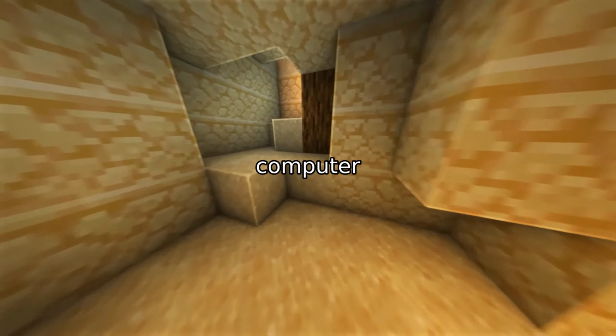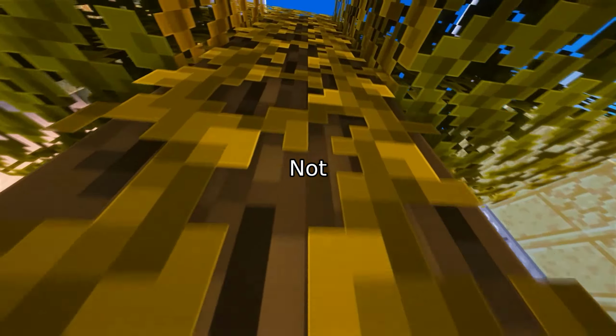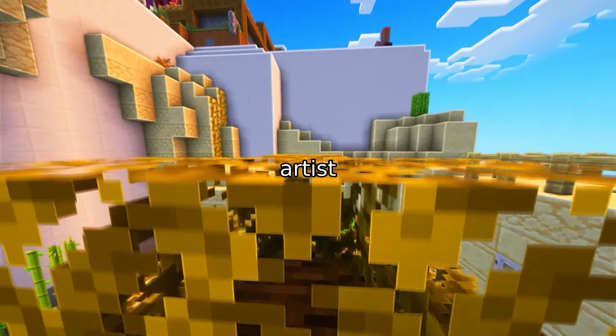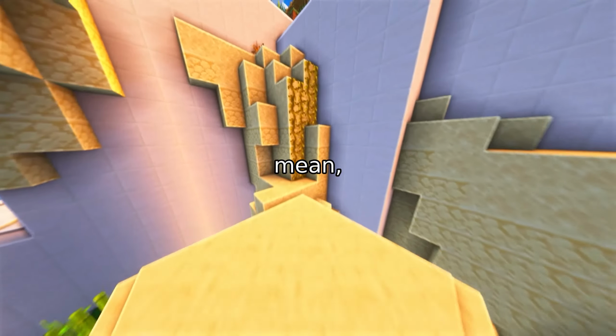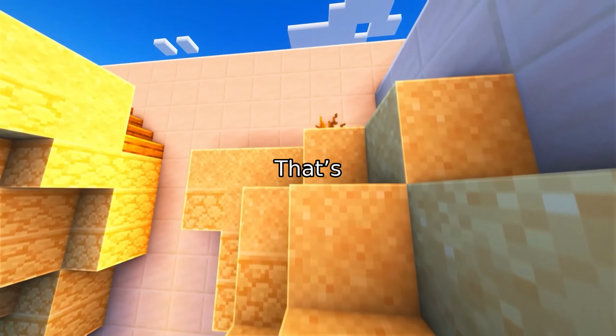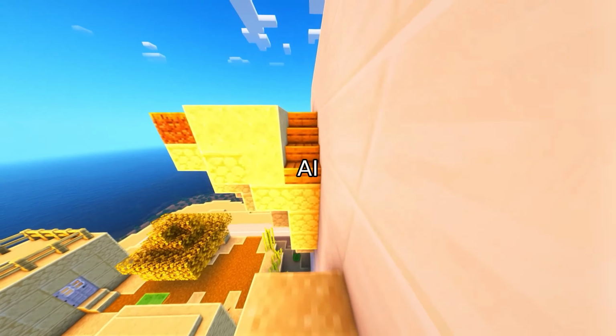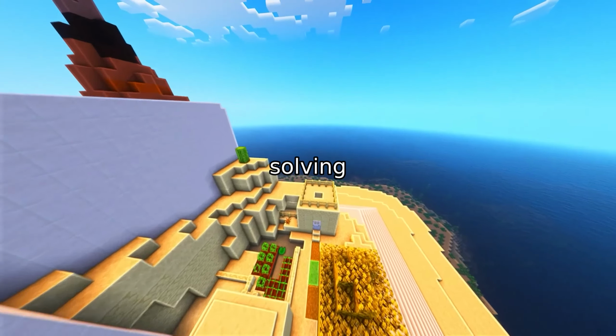Ever wondered how a computer could really understand a painting? Not just label it as a portrait, but explain why the artist chose those colors, what the symbols mean, or how it fits into art history. That's the big challenge. And now, a new AI system called ArtSeek is taking a giant leap towards solving it.